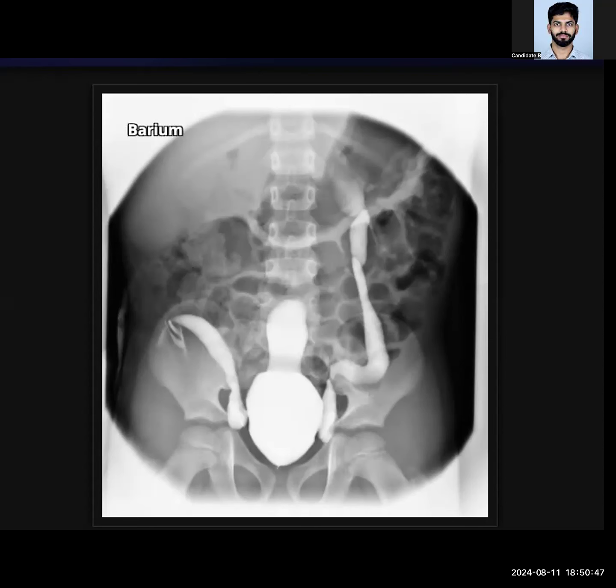Other than that, I can see there is reflux of the contrast material extending along the left ureter. On the left side it's more clearly seen. This is possibly the urethra. So left side reflux extending up to the renal pelvis. There is no dilatation of the calyces or blunting noted.